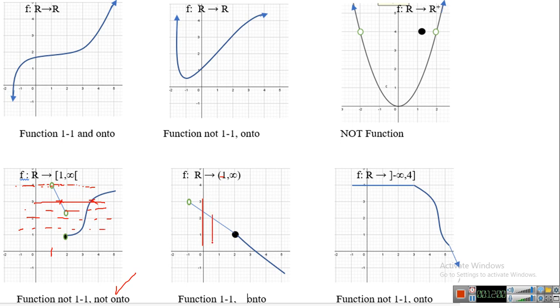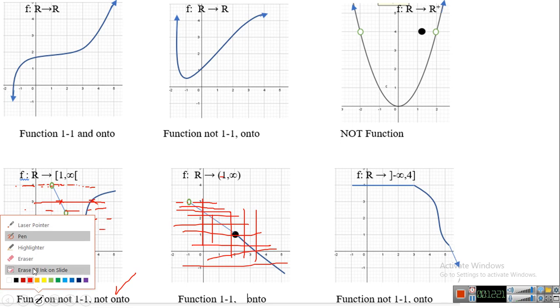Here it's a function, as you can see. If you draw this horizontal line, you have a maximum of one point. But since it's open, we cannot include this point here. So it's onto. Why? If it's closed at -1, it is not onto. But it's open, I'm not going to include it. So it is onto, because the point here is not included.